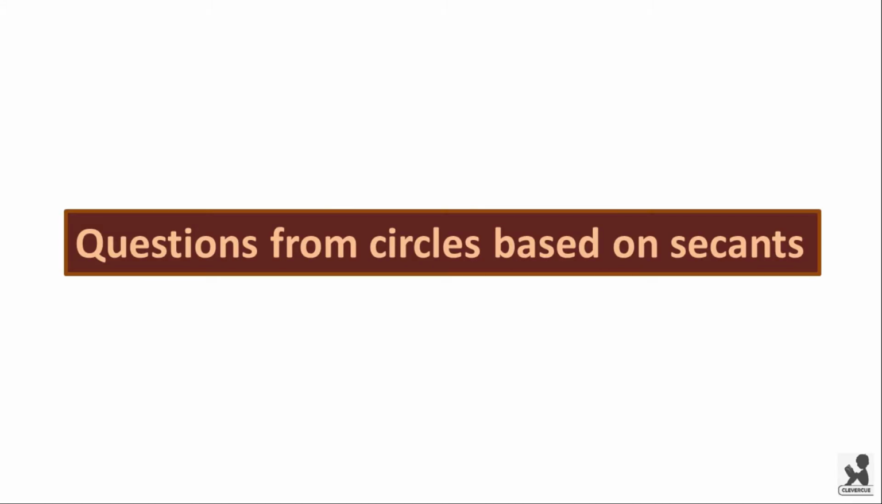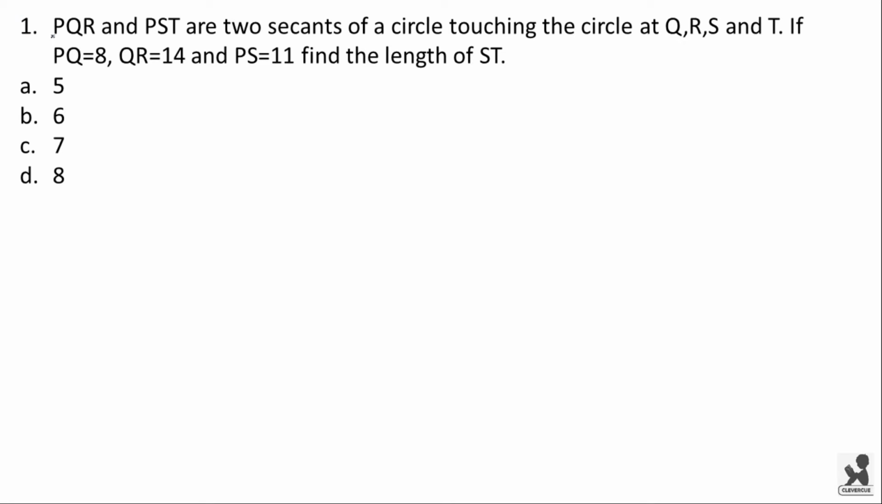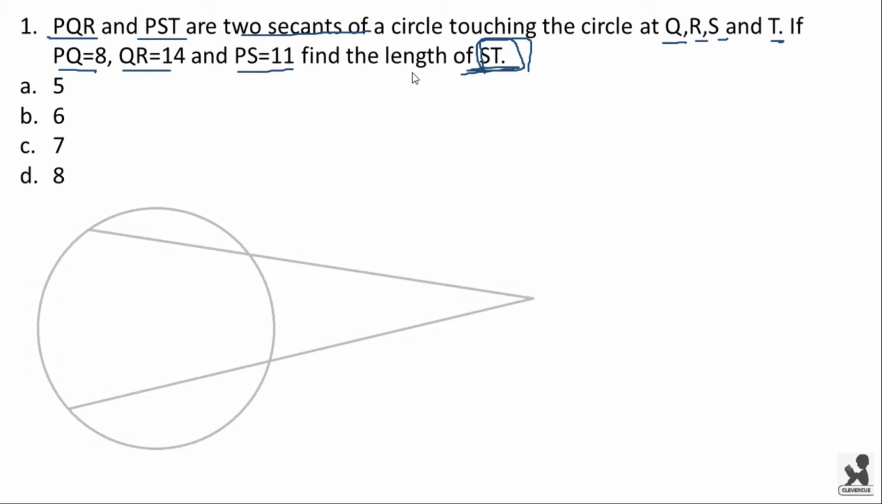In this video, we are going to discuss questions from circles based on secants. First question: PQR and PST are two secants of a circle touching the circle at Q, R, S and T. If PQ is equal to 8, QR is equal to 14 and PS equal to 11, find the length of ST. Let us draw a circle with two secants now.